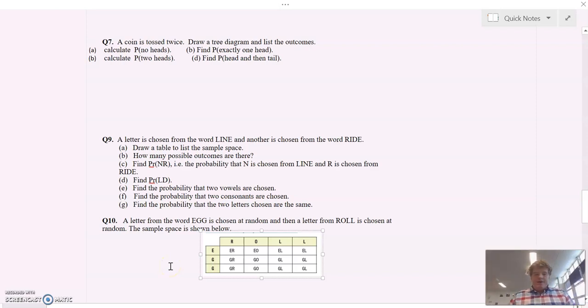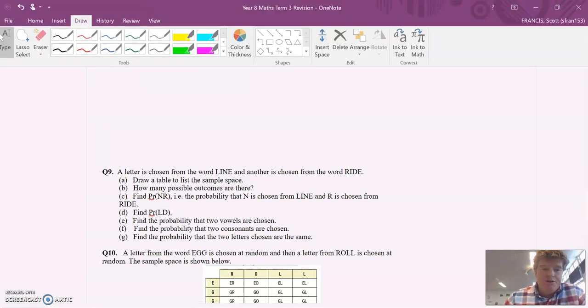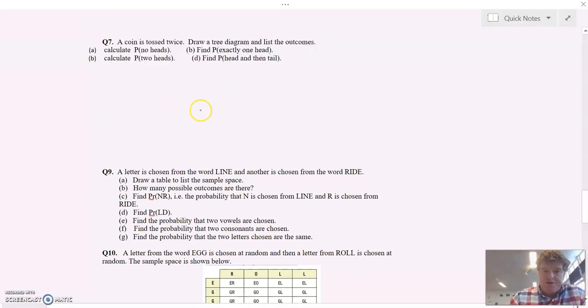G'day, are you ready to keep going with these questions, up to question 7? Now this is where we've got two events. We've got a person tossing a coin and then tossing a coin again. We want to use a tree diagram to show how we can demonstrate the outcomes.